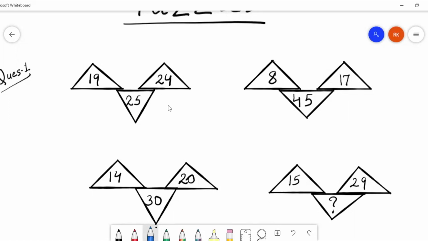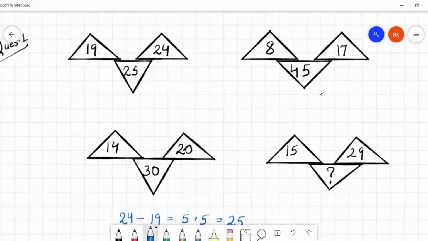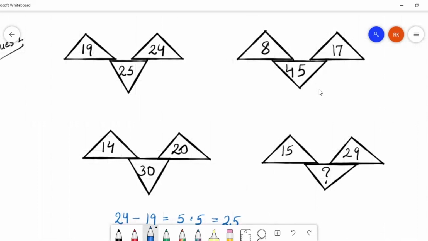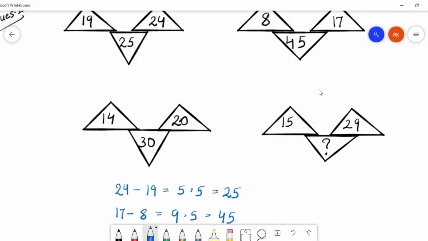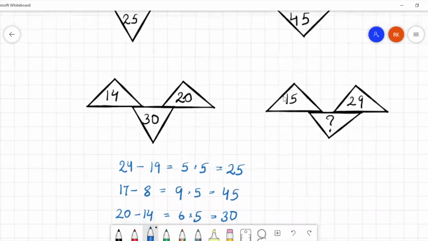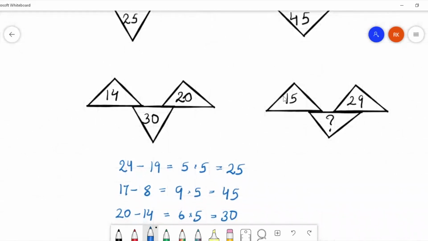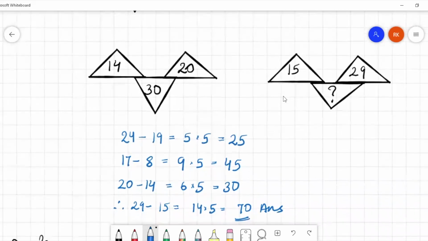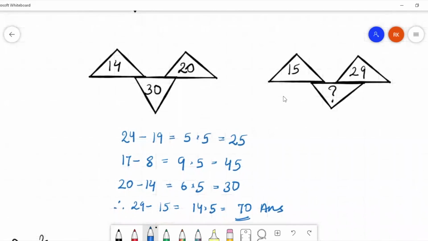Let's try to check if this is applicable for others. Now, let's subtract 8 from 17. 17 minus 8 is 9. And 9 multiplied with 5 is 45. So yes, we are getting it. Okay. Next is 20 minus 14 is equal to 6. And 6 multiplied with 5 is 30. So this is our required trick. So let's apply it to the last one to get our answer. 29 minus 15 is equal to 14, into 5 is equal to 70, which is our answer.